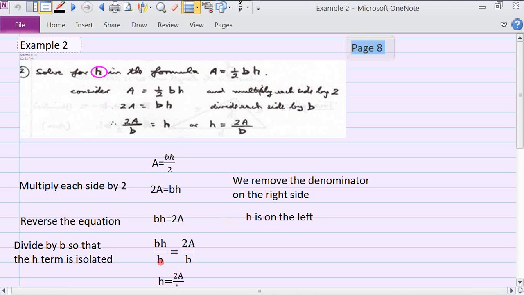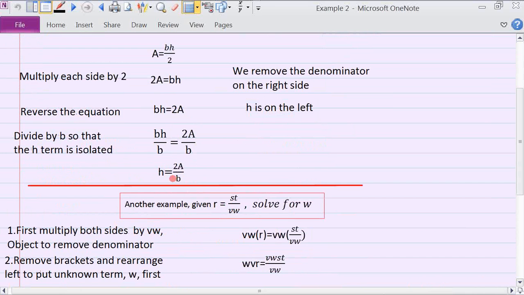Now I want to get H by itself. So that must mean that I have to divide this part by B, so the B's cancel. Here the B's cancel. I'm left with H. And since I divided this side by B right here, I have to divide this side by B. So I divide by B so that the H term is isolated, and I finally come up with H equals 2A over B. These cancel here, and I get that answer.